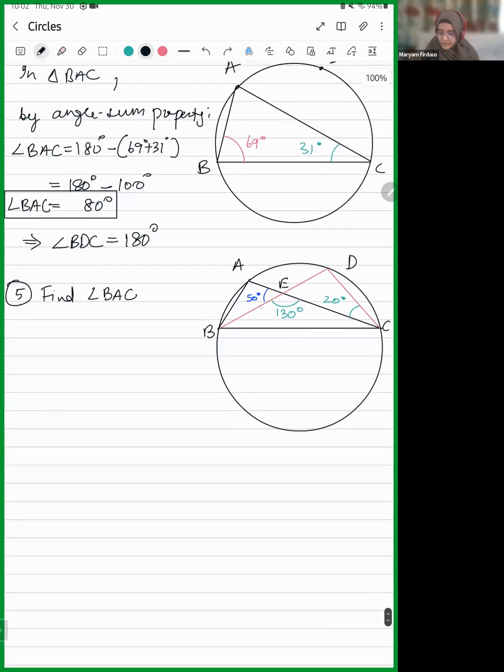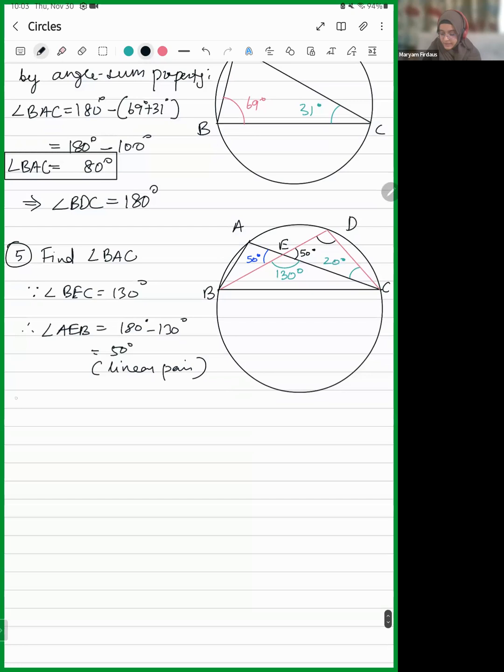So this angle is 50. By vertically opposite angles, this angle is also going to be 50, right? So from here, can we find angle D? Let's write it like this. First of all, since angle BEC is equal to 130, therefore angle AEB is equal to 180 minus 130, which is 50. Please write the reason also in the bracket. Linear pair.